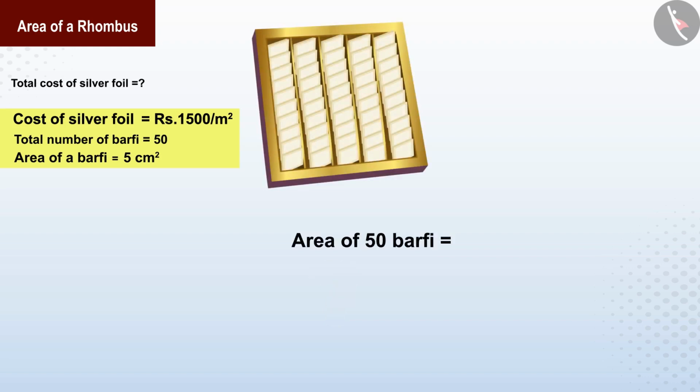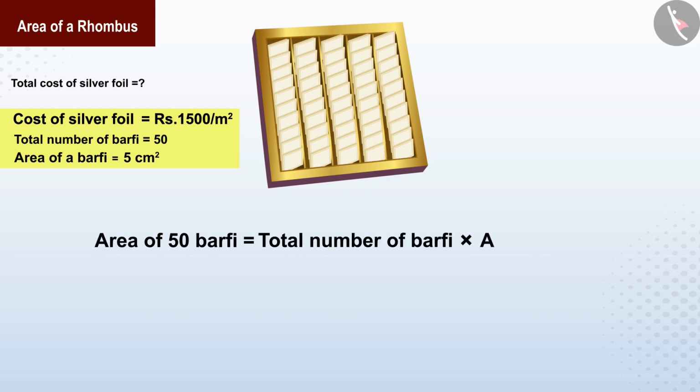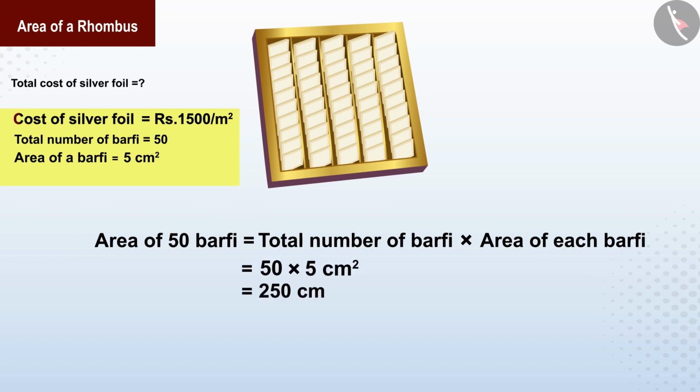Well done. The area of each barfi will have to be multiplied by the total number of barfi for the area of all barfi. As we know, there are a total of 50 barfi and the area of each barfi is 5 square centimeters. Therefore, the area of all barfi is 50 times 5 square centimeters, that is 250 square centimeters.